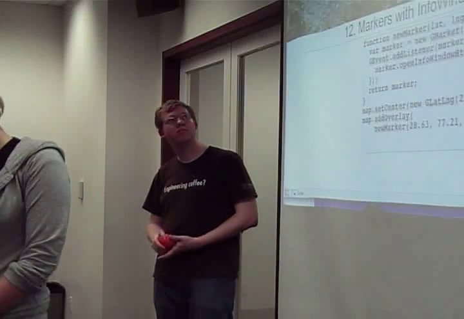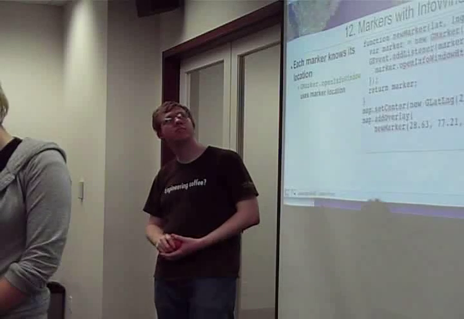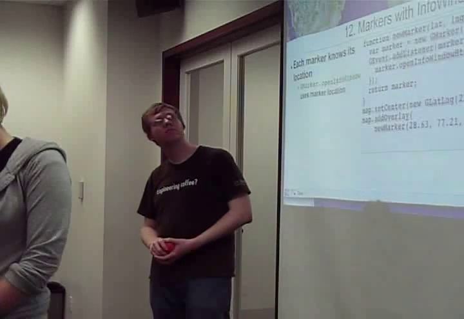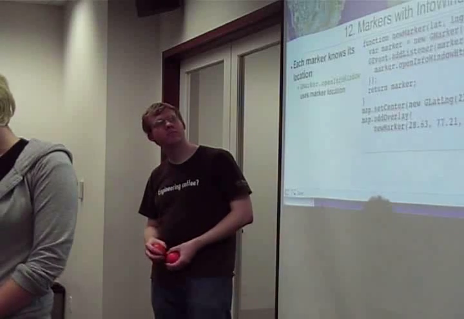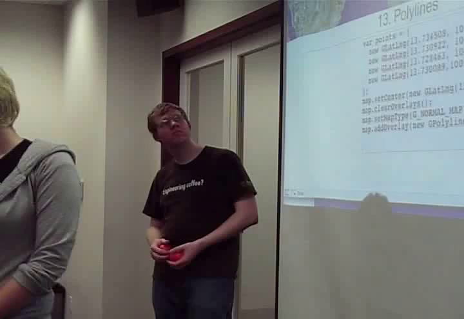So this example just shows an info window popping up over a marker. Pretty basic. Once again, we're using the marker click event and then just doing the open info window that we saw before. All right, so polylines.